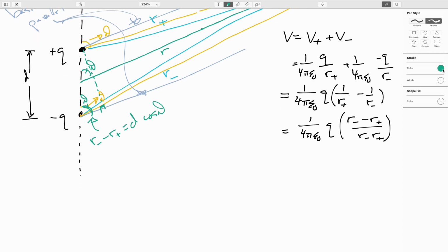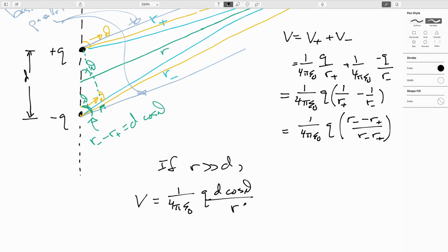So now we're going to say if r is large compared to D, we can do two things with our voltage expression. One is we can say that this is 1 over 4 pi epsilon naught times q. Now I have this r minus minus r plus here, that's D cosine theta. And then this r minus and r plus, again, since we're far, they're basically both r. So we can approximate that as being r squared.